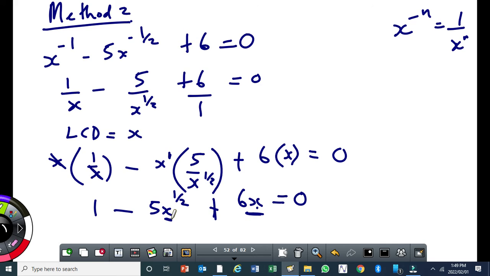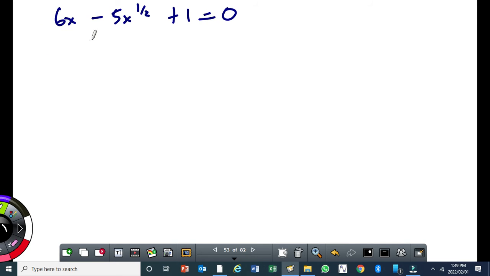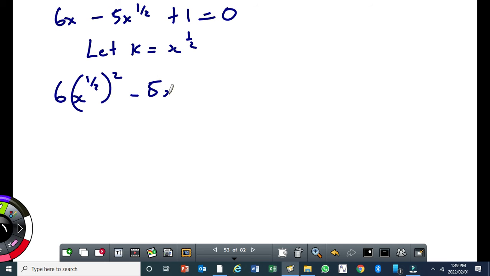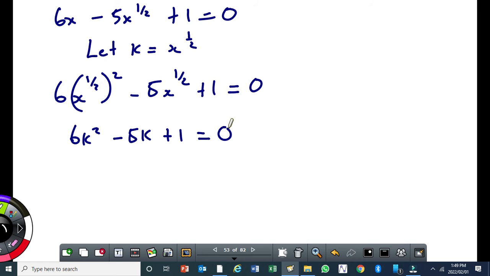Okay? So if I say let k be equal to x to the power of a half, I can rewrite this as 6x. Well, be aware of this, that this x to the power of a half will be squared, like that, minus 5x to the power of a half plus 1 equal to 0. Therefore, here I can end up having 6k squared minus 5k plus 1 equal to 0. Then your responsibility now is to factorize this.